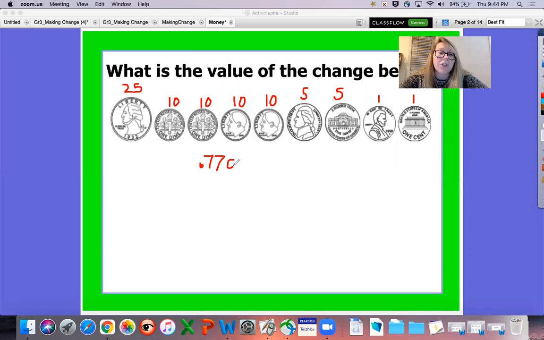Now, some of my friends do not like that strategy, and that's okay. We have a backup strategy. Our backup strategy is our grouping strategy, and that's where we make an addition equation, okay? So we're going to do the same thing, okay?